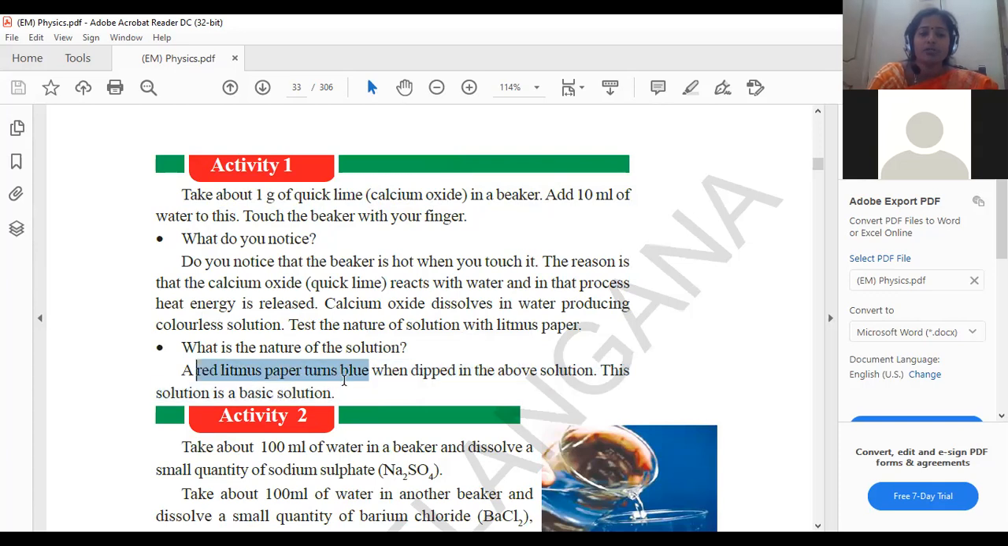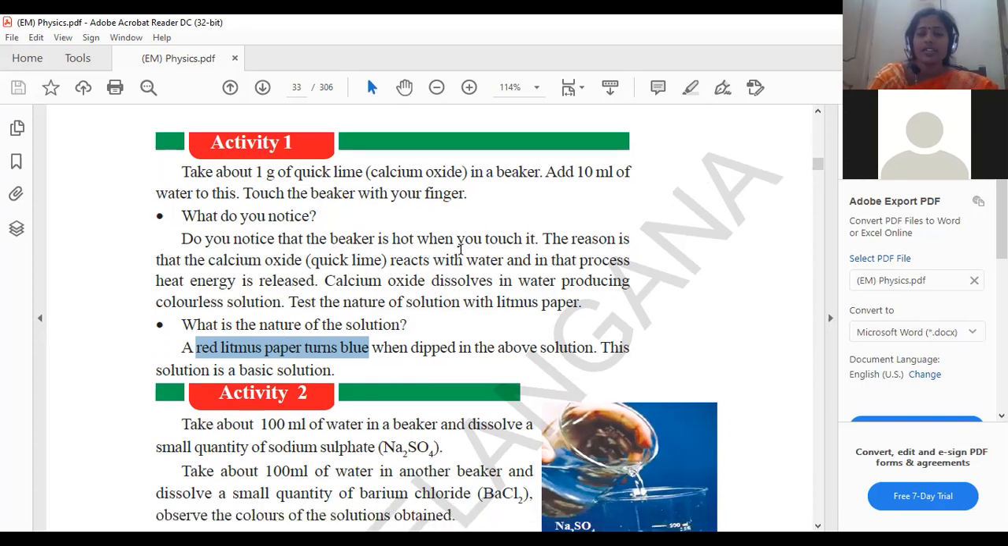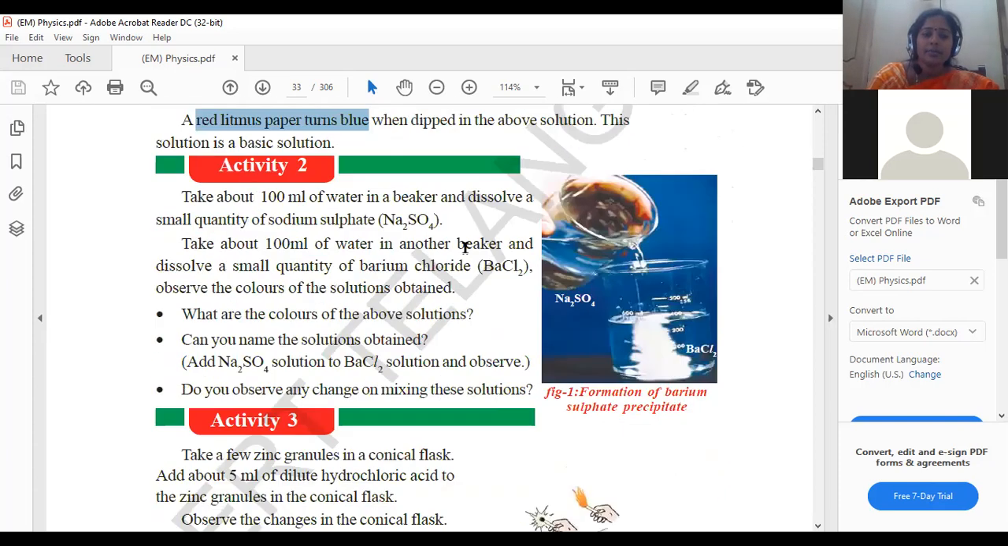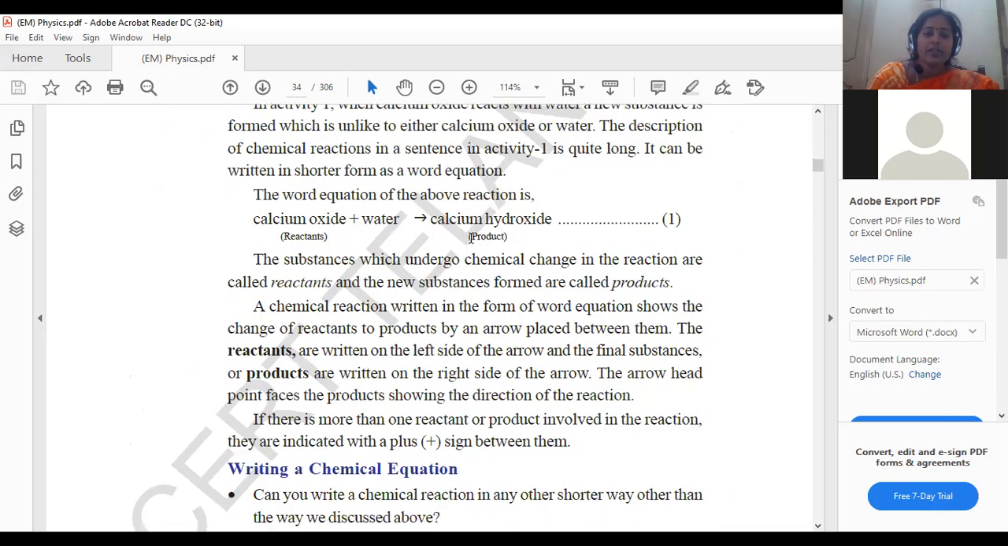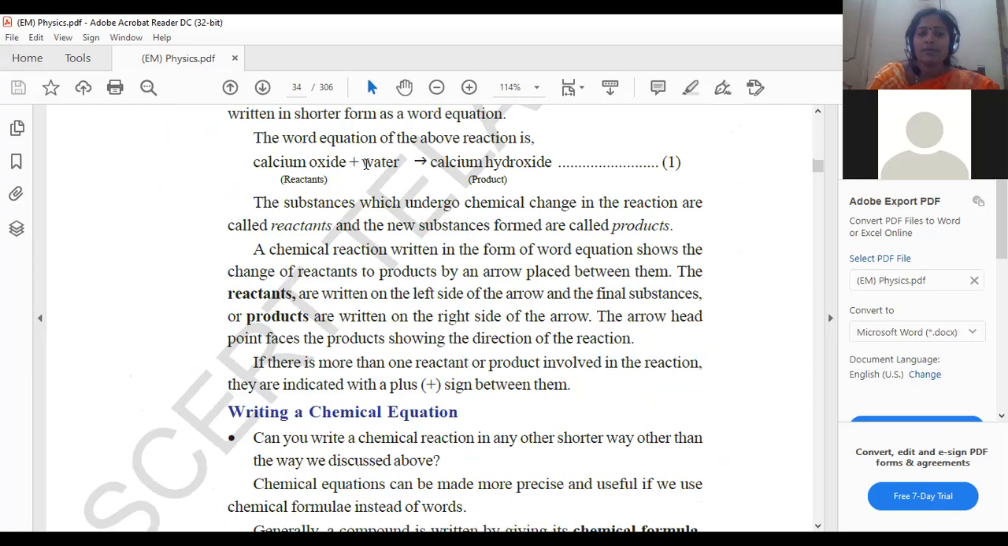How can you predict? By using the litmus test. The litmus test says that red turned into blue is called a base. Blue turned into red is called an acid. Now, red to blue transformation is possible, hence you can say we have calcium hydroxide in that beaker. That is a basic substance. It is indicated in sequential order: calcium oxide plus water gives rise to calcium hydroxide.